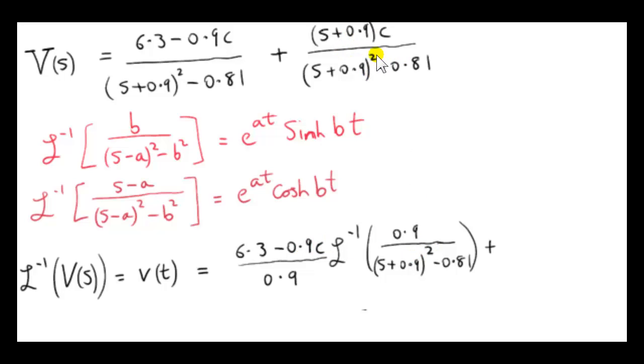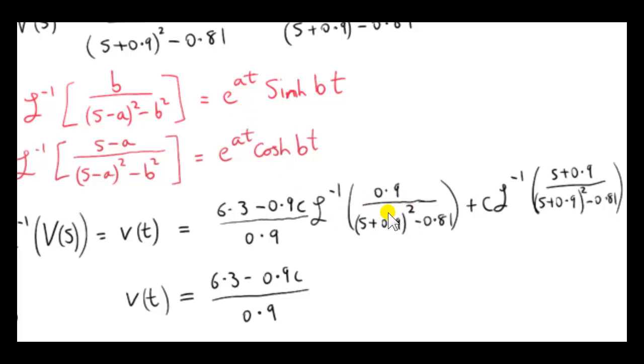Well, the second fraction is, let's see now. Well, it's in the required form actually, except for this c, which we can just pull out. We can see that a corresponds to minus 0.9 actually. S minus a is s plus 0.9. b squared is 0.81. Okay, so it's in the required form, so we can take out the c. We want to get the inverse transform of s plus 0.9 divided by s plus 0.9 squared minus 0.81.